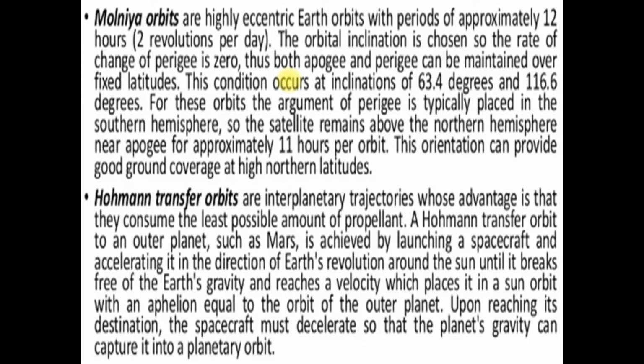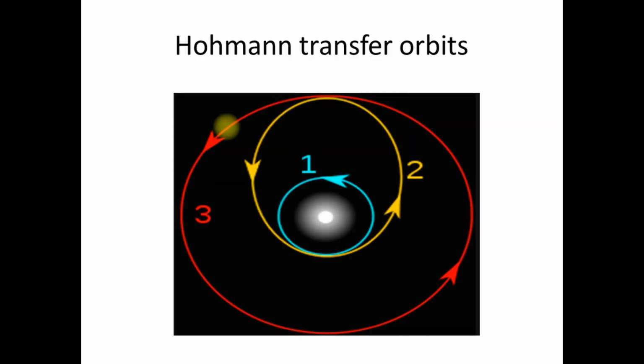And after that, once it comes near the outer planet, to which we are going to set up a satellite, once it comes into that gravitational field, it has to be decelerated so that it gets exactly placed in that particular outer planet orbit, or destination planet orbit. Then the planet's gravity can capture it into a planetary orbit.